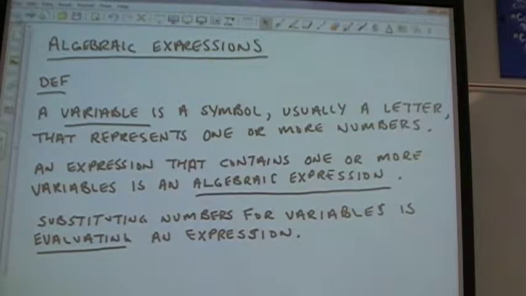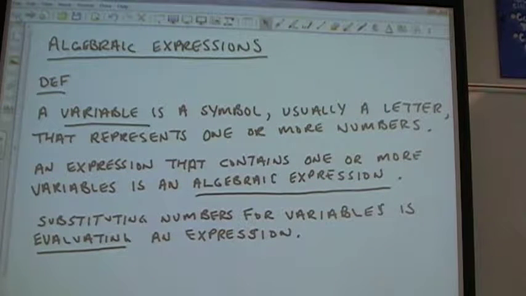Algebraic expressions. You need to write these definitions down in your notes. And if we need to come back, we will. The first definition, a variable. The underlined words are the words we are defining. A variable is a symbol, usually a letter, that represents one or more numbers.